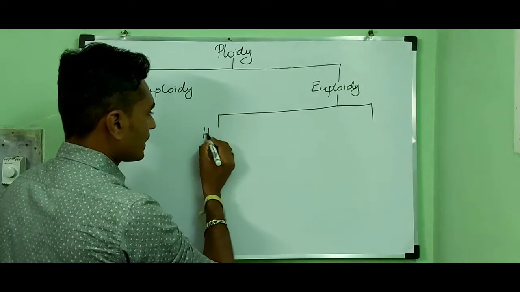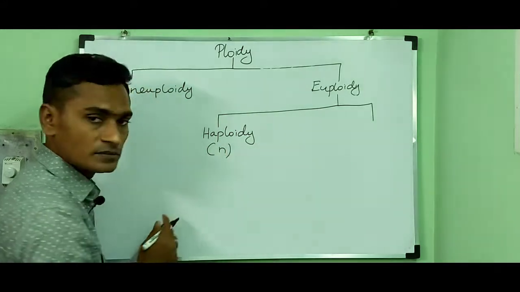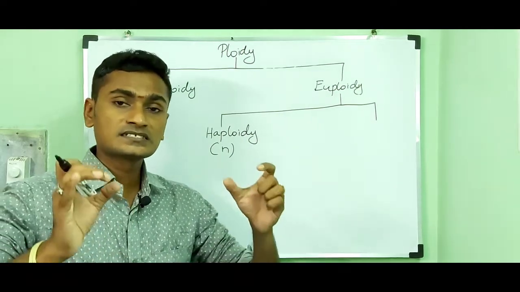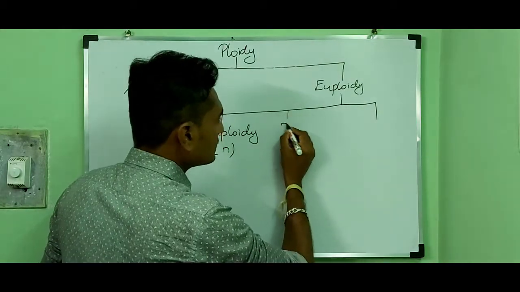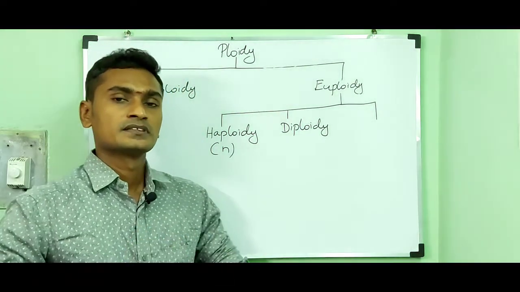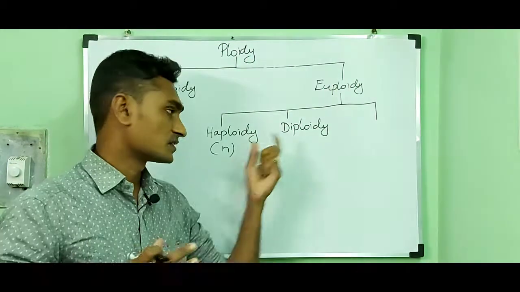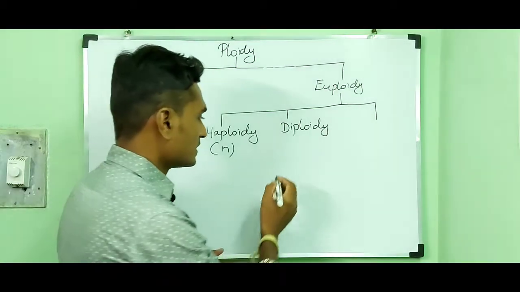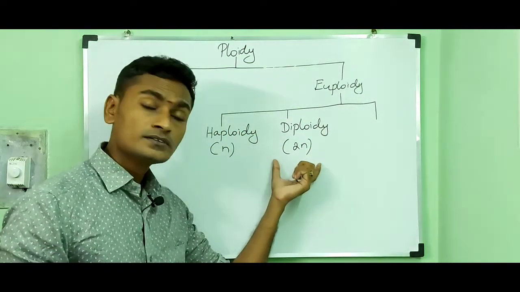The first one is haploidy. Haploidy is denoted by n, which means it contains a single set of chromosomes, and that condition is called haploidy. Then diploidy. Diploidy means that the organism possesses two sets of basic chromosomes, and that condition is called diploidy. It is denoted by 2n.